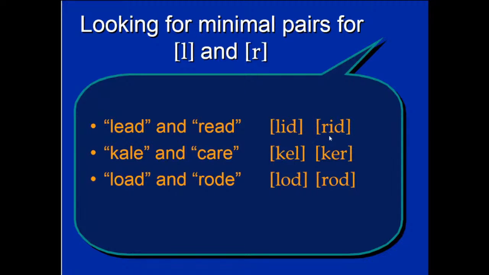What's the difference between these two words? In the initial position of the first we have L, and in the initial position of the second we have R. So we have everything identical except one sound, L and R, in the same position. So both words, lead and read, form a minimal pair, and the contrast between them is due to the fact that here we have L and here we have R. Same thing for kale, care, load, road. A minimal pair is the case where we have two words having exactly the same sounds except one in the same position.